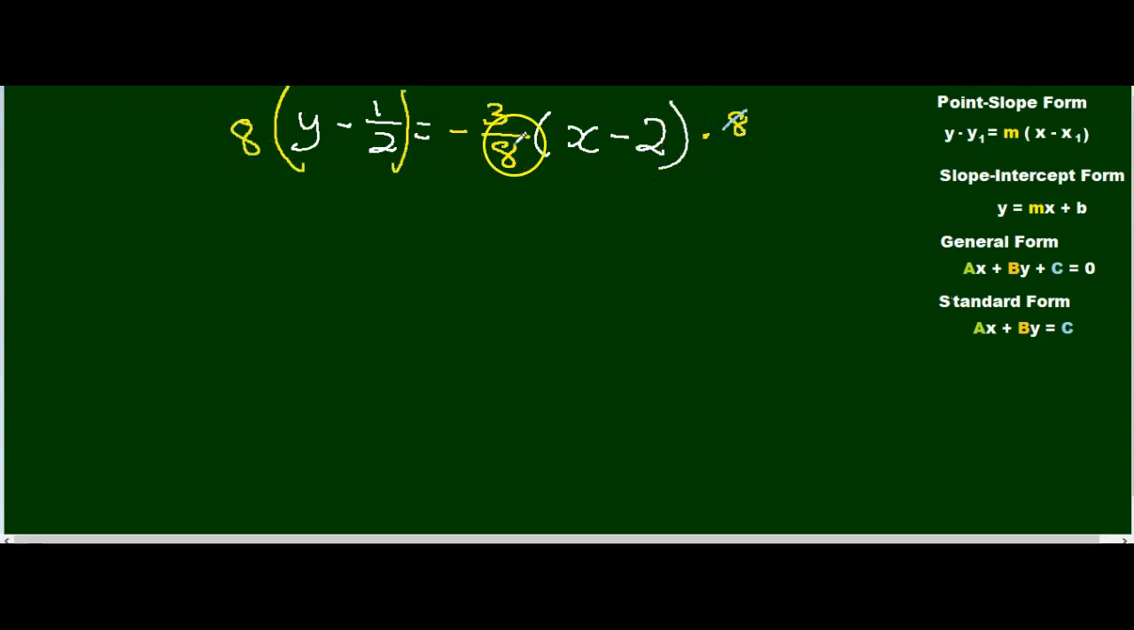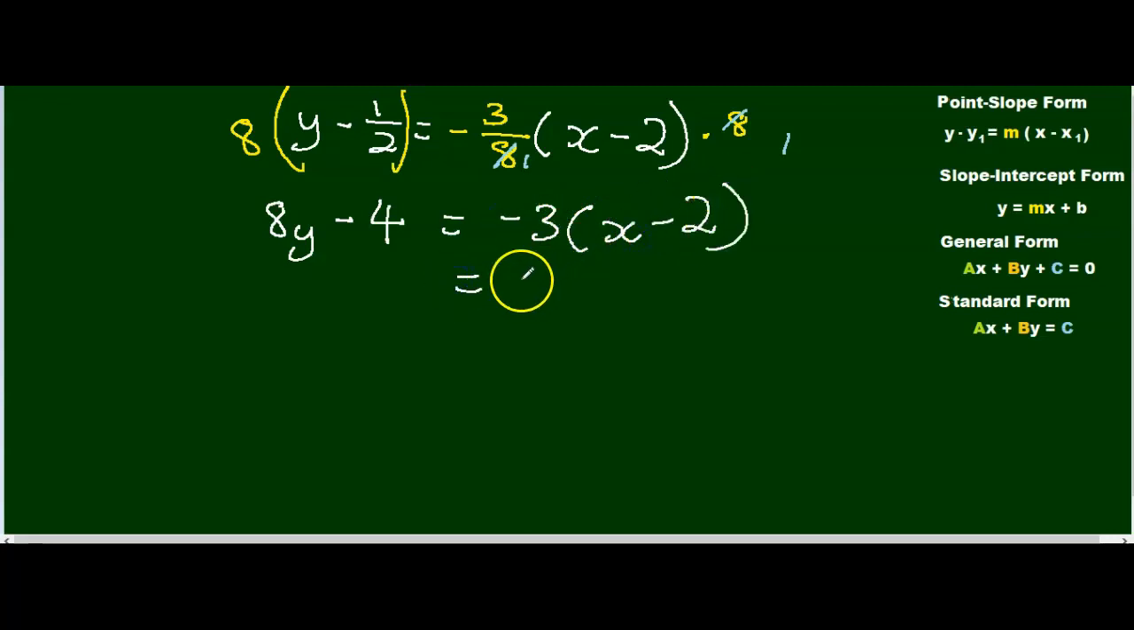The 8's cancel each other out on the right-hand side. So 8 times y gives me 8y. 8 times half, or 8 divided by 2, is 4. Don't forget it's a negative, so it's a negative 4 equals negative 3x minus 2. Do our distributive property here, which is negative 3x. Negative 3 times negative 2 gives you a positive 6.